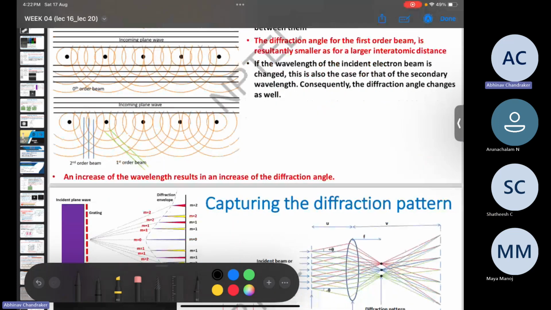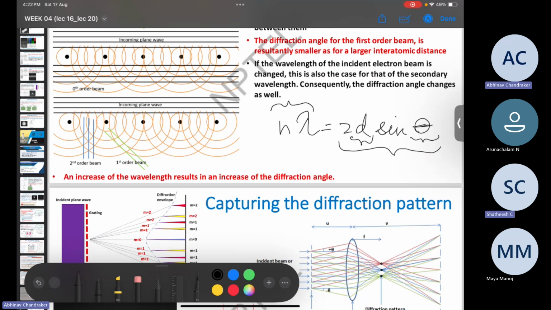And from Bragg's equation, we know that n lambda equal to 2d sine theta, and here n lambda is nothing but the path difference between two parallel electron beams, which are getting diffracted from the atomic planes. d is the spacing between the atomic planes, theta is the angle of diffraction, and 2d sine theta is the path difference between the diffracted waves.